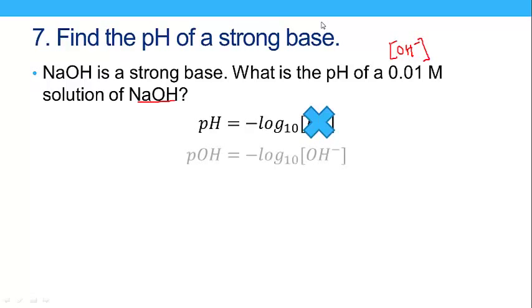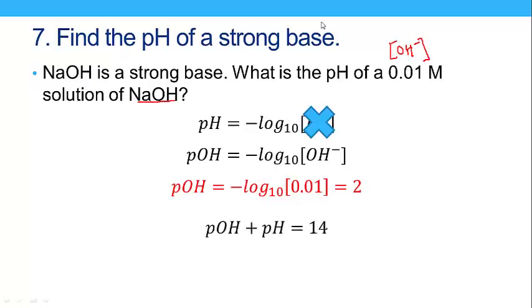So we can use our other formula, pOH is equal to the negative log of OH minus. Whenever we plug this in, we get that the pOH is 2. The question asks for the pH. So we know that if we add the pOH and the pH, they should equal 14. The pOH is 2, so if we do 14 minus 2, we get that the pH is 12.